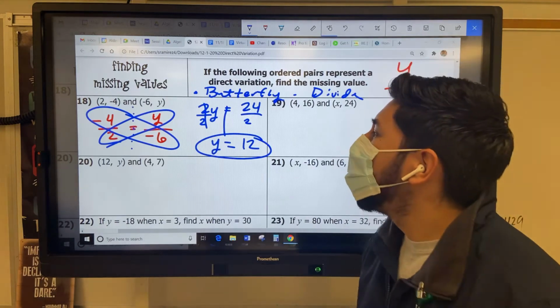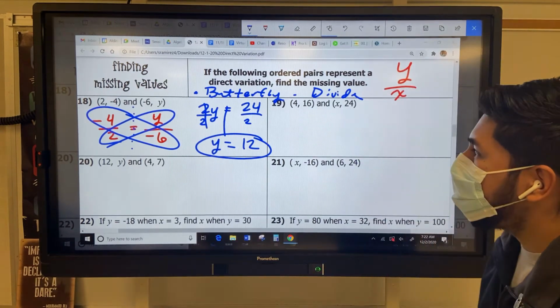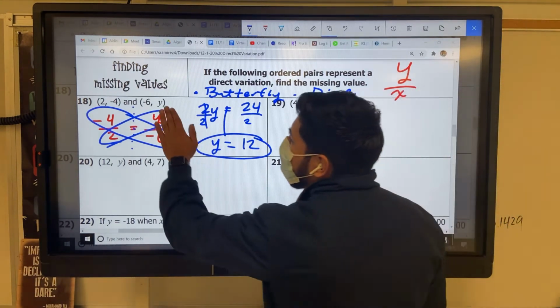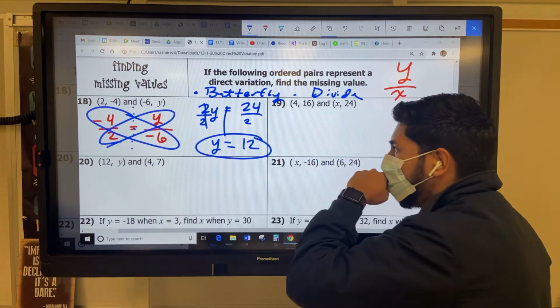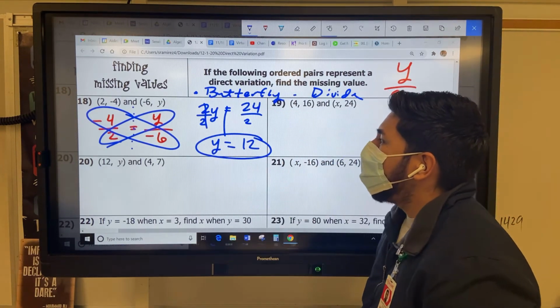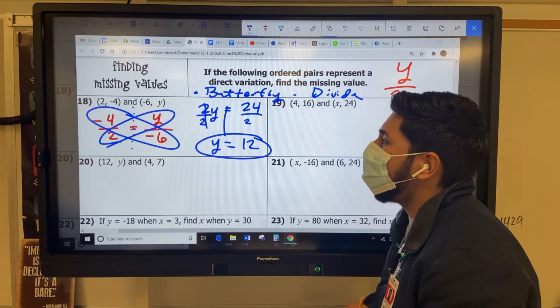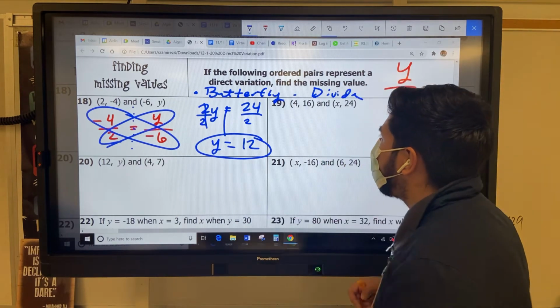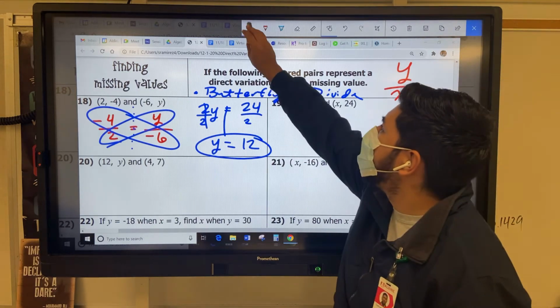Easy peasy, lemon squeezy, ladies and gentlemen. If you know how to do it on your own, because I know there's a couple kids that can figure that on their own, but this is just my approach. Butterfly method to divide. Let's check it out over here.